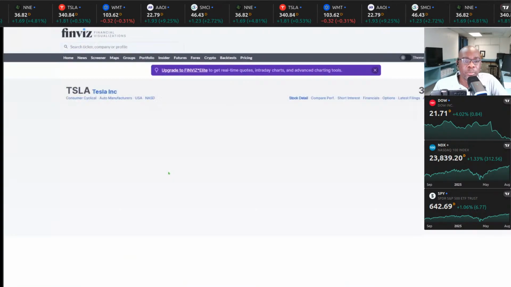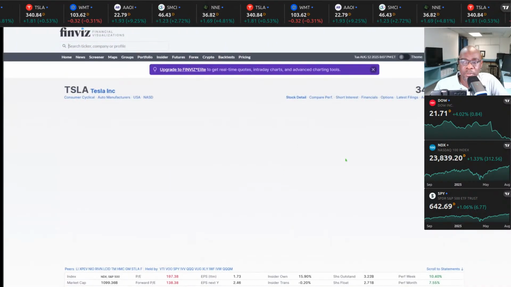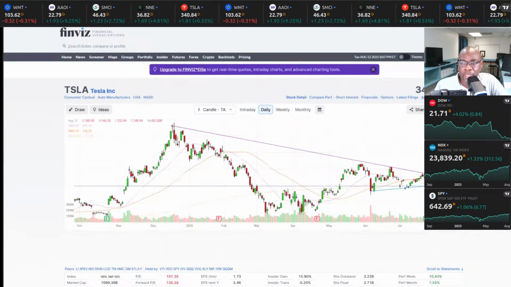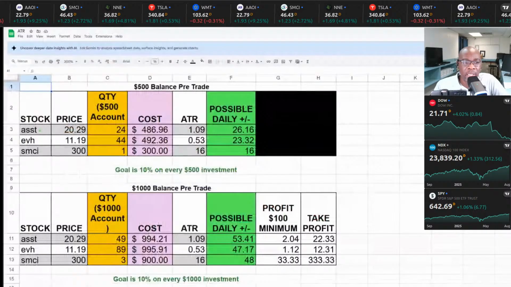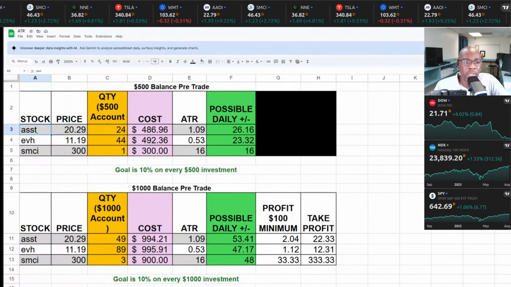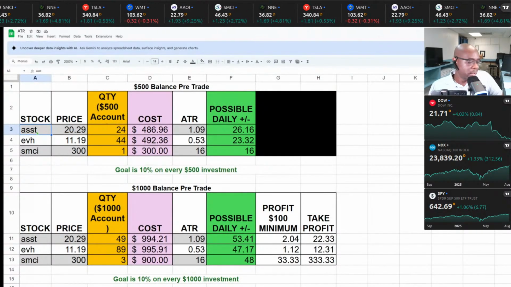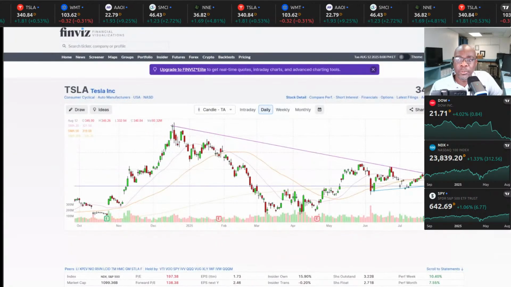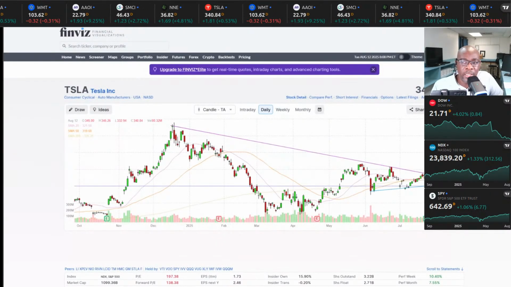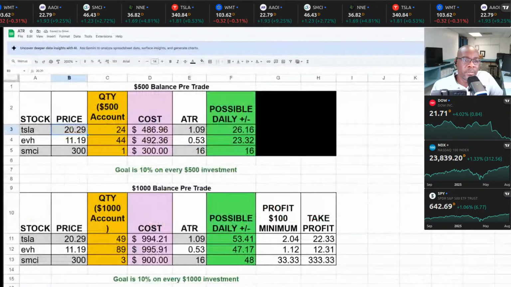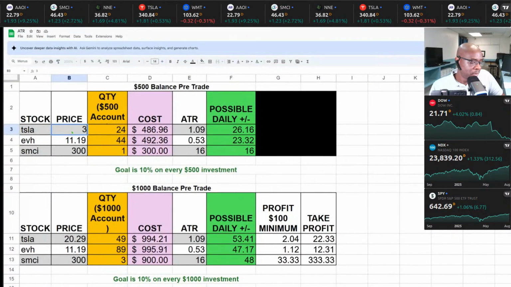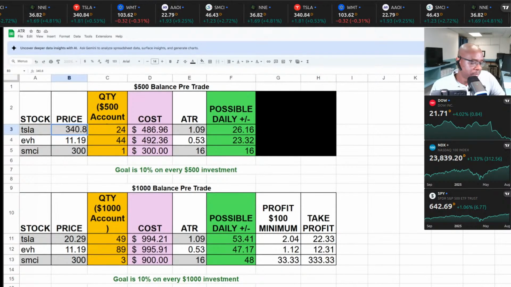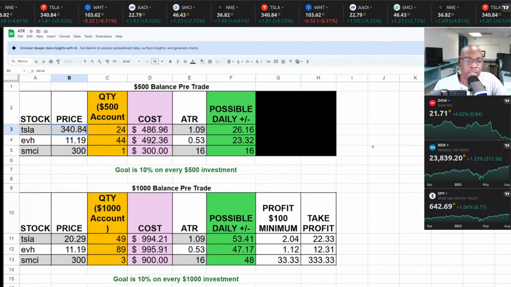All right, so let's go with Tesla stock. So we're pulling up the Tesla stock information over here. So Tesla price right now is basically $340.84. So we're going to go back over to our stock screener, and we're going to put in the Tesla stock, TSLA. And the price for Tesla stock right now is $340.84. Right over here, we're going to put in $340.84.